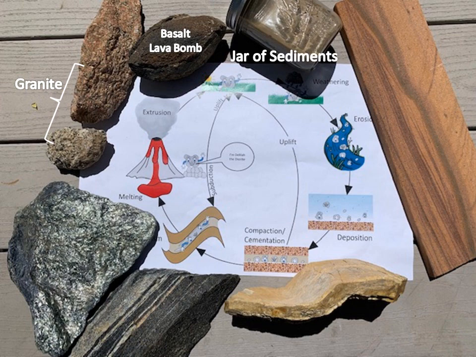A jar of sediments that came from the erosion or breakdown of other rocks. A sandstone and a chert made from the broken down sediments that have been cemented together and then turned to stone, or lithified. And finally, are samples of schist and gneiss that were made when heat and pressure changed or metamorphosed another rock.